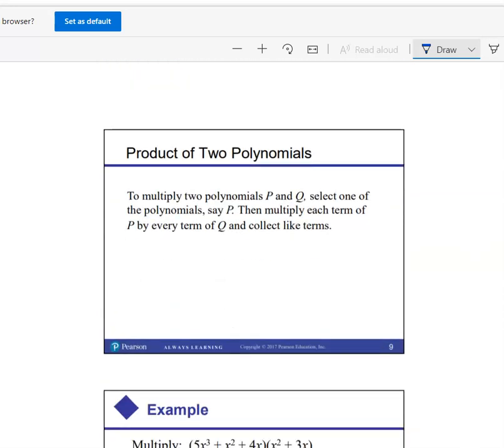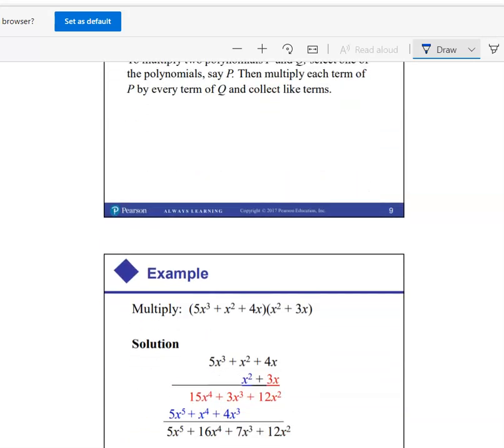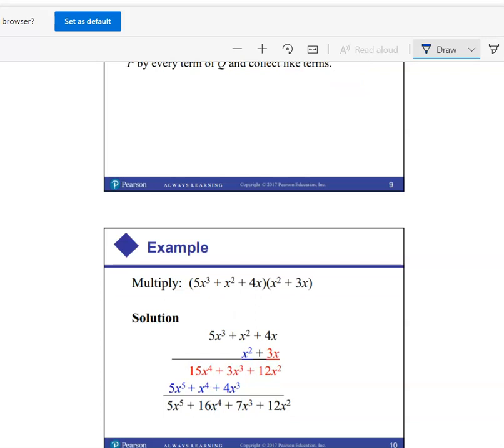To multiply two polynomials p and q, select one of the polynomials, say p, then multiply each of the terms of p by each of the terms in q and collect the terms. Okay, so this is another example of how to do this type of problem. So they've written this in a different way. If you'll look, where they put the 5x to the third plus x squared plus 4x on the top, and then they put the x squared plus 3x on the bottom.